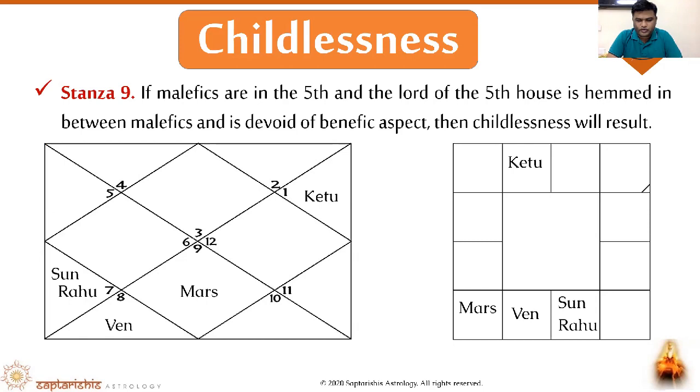Here in the example chart, you can see malefics are in the fifth house, Sun and Rahu in the fifth house. The Lord of the fifth house is hemmed between malefics. Lord of the fifth house in this chart is Venus. Venus is hemmed between Mars and Rahu, and Venus is not having any benefic aspect. So we can say this is a case of denial or delay of children. Then you don't need to check further for the timing of progeny. So you have to check before applying these techniques, which I'm going to reveal now.